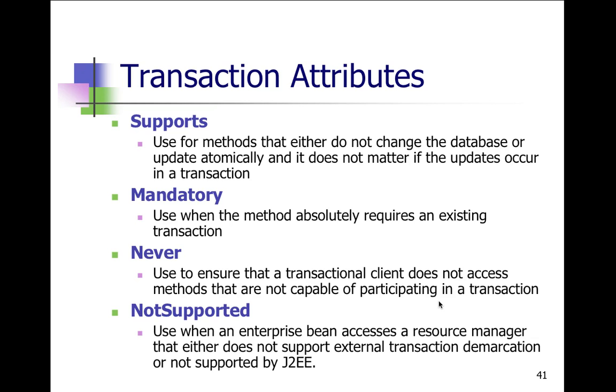Okay. Mandatory, used when the method absolutely requires an existing transaction. Can't get away without it. Never. Used to ensure that your transactional client does not access methods that are not capable of participating in the transaction. Not supported. Used when the enterprise bean accesses a resource manager that does not support external transaction demarcation or is not supported by JTEE.